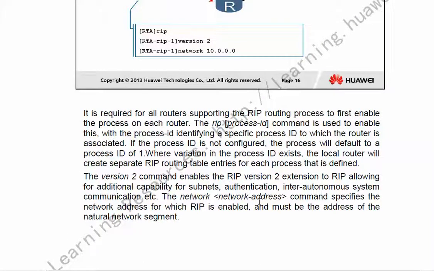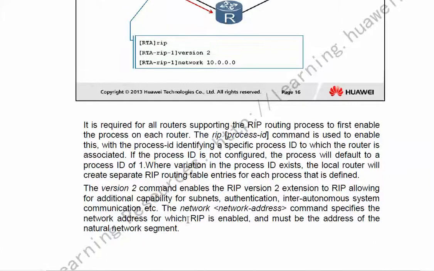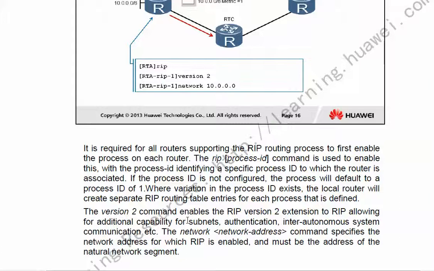It basically says the network command specifies the network address for which RIP is enabled, and it must be the address of the natural network segment, which means if it's private, you have to use 10.0.0.0, 172.16.0.0, or 192.168.0.0. Even though the routing protocol itself, version 2, is classless, when you use the network command, you just use the classful portion.